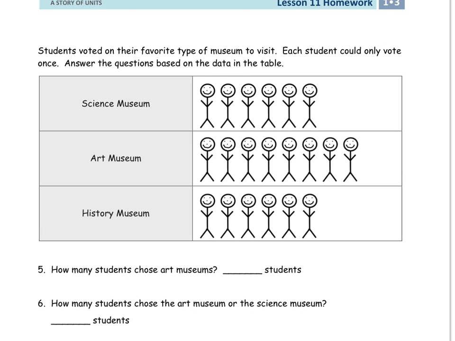So here's page 2, and we're going to look at the directions at the top. Students voted on their favorite type of museum to visit. Each student could only vote once. Answer the questions based on the data in the table.